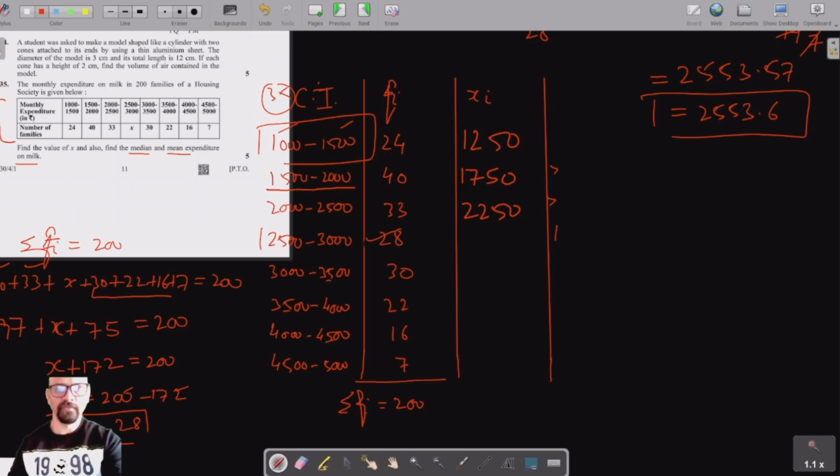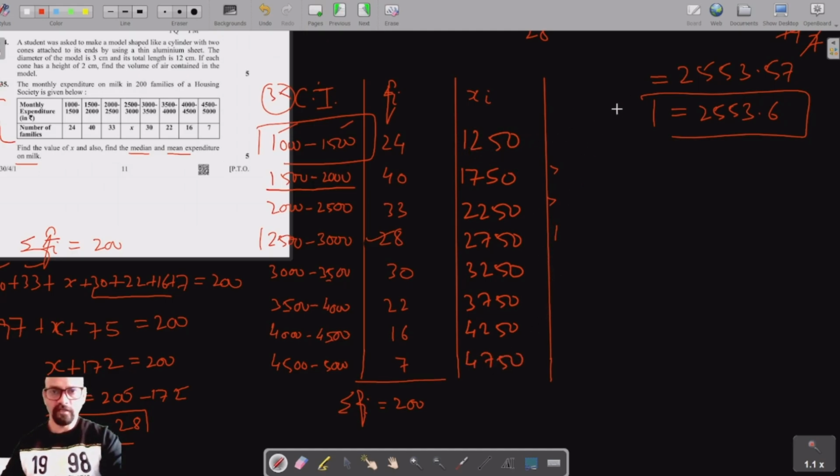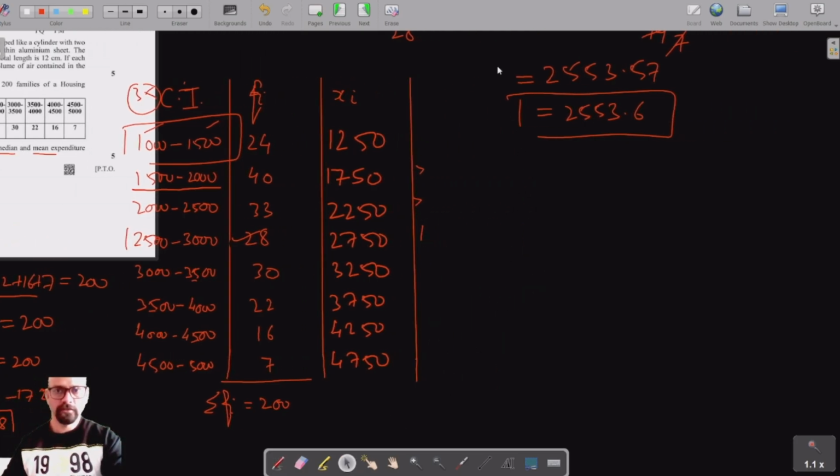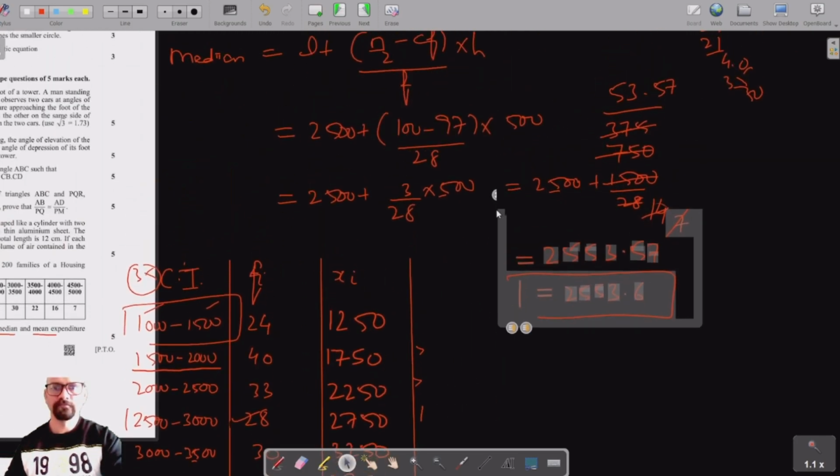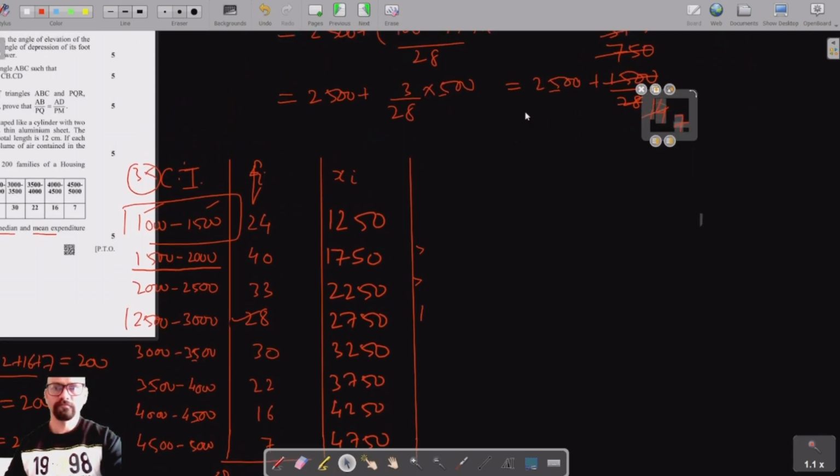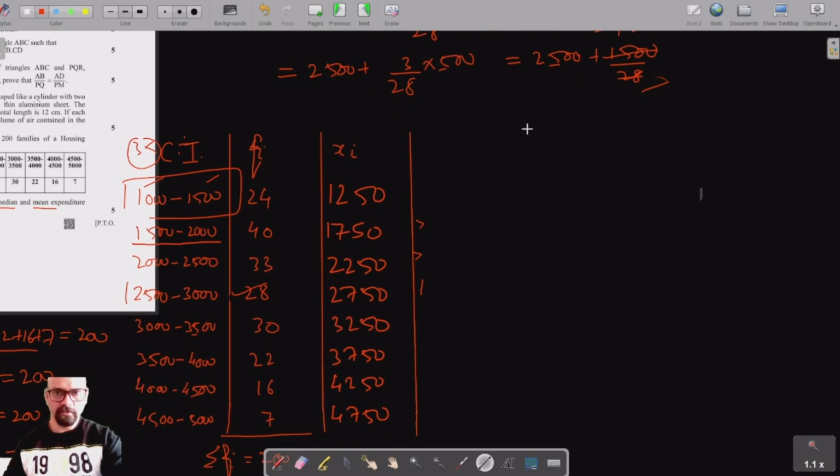So this is 2250, and then 2750, and then 3250, and then add 500, 3750, add 500, 4250, add 500, which is 4750. Okay, let's get another column.